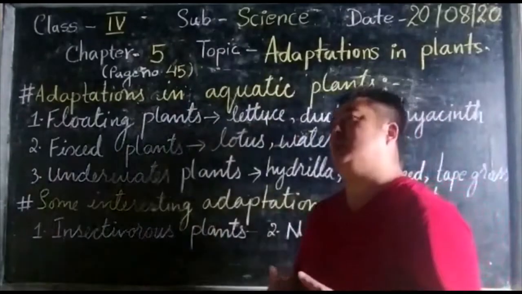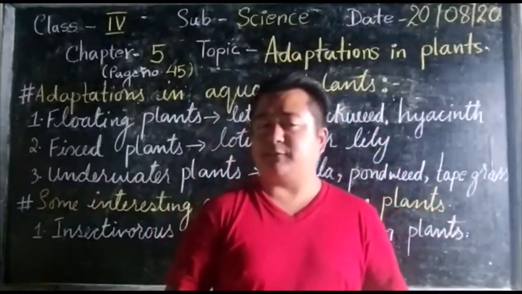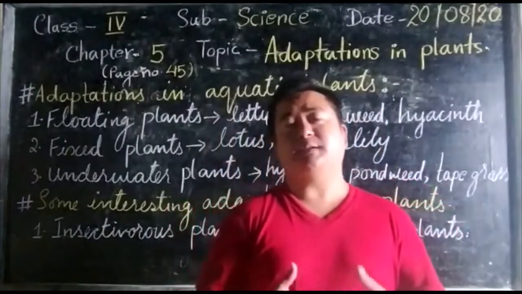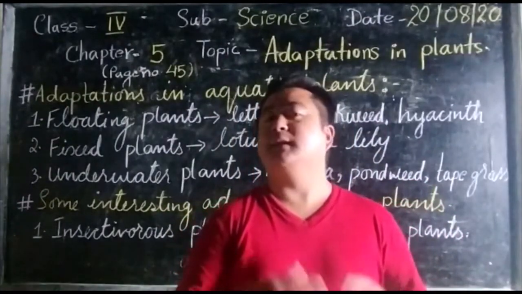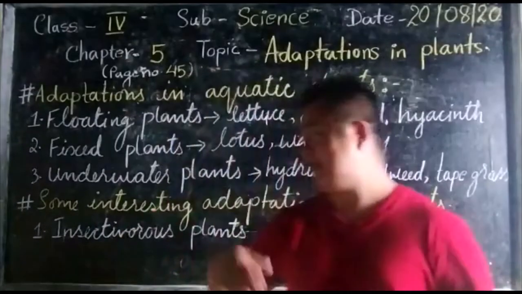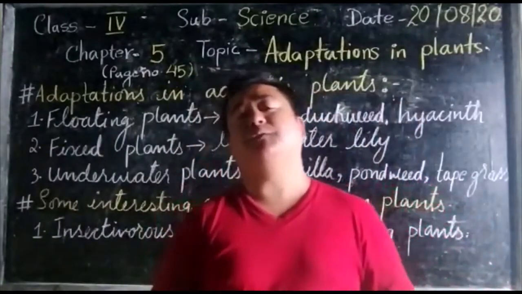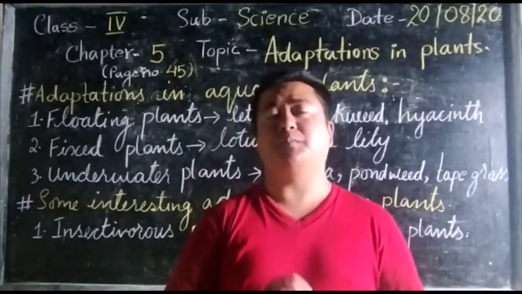We see some unusual plants such as the Venus flytrap and pitcher plants. These are plants that trap insects and feed on them. These types of plants are known as insectivorous plants. And when we talk of the Venus flytrap, these are small plants.